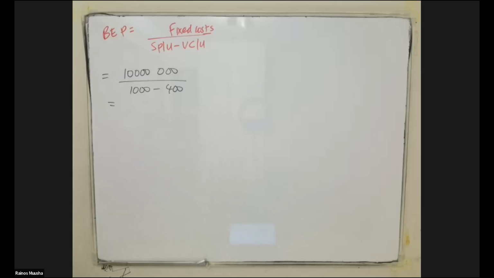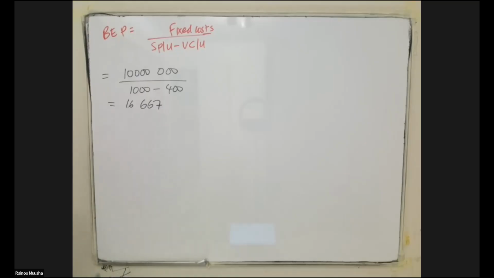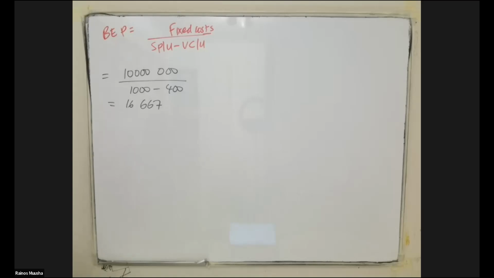So for us to break even, how many units do we need to sell? 16,667 units. So for us to break even, we need to sell 16,667.